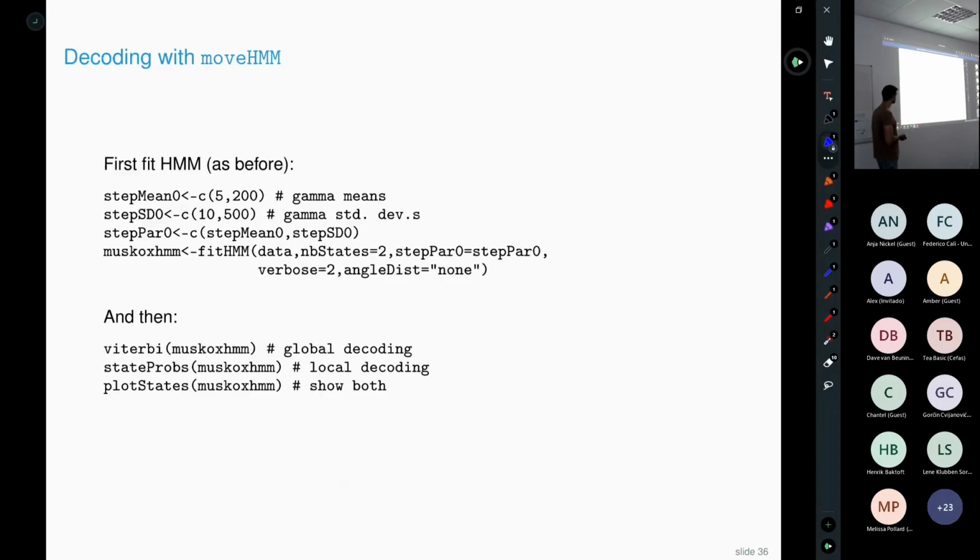This is how it looks in moveHMM. You fit your model first, so this is always conditional on a model. You find the most likely state sequence, for example, given a model.